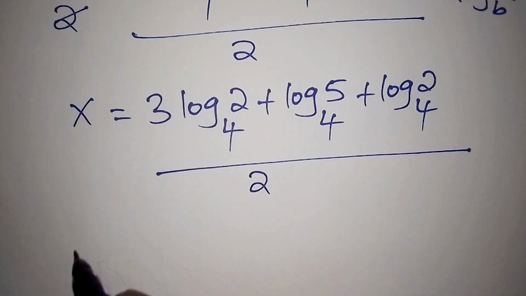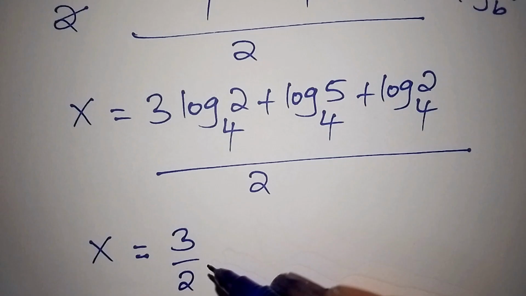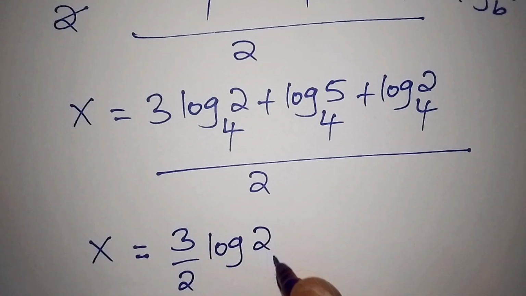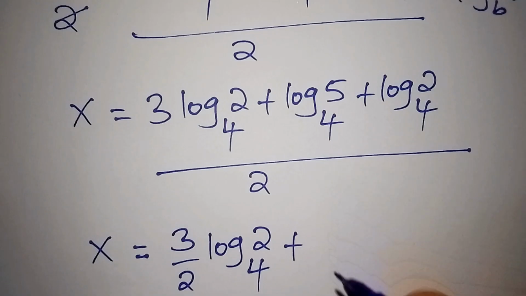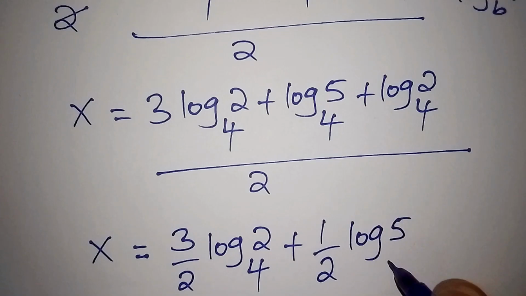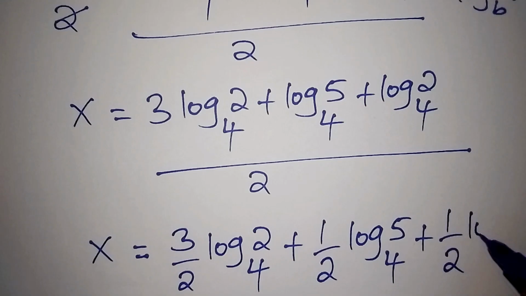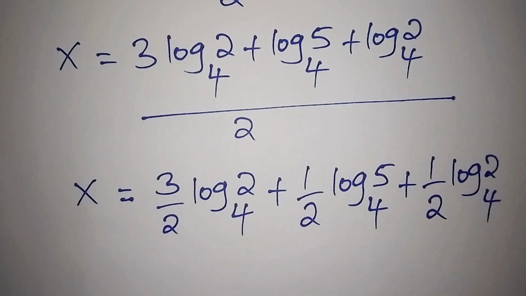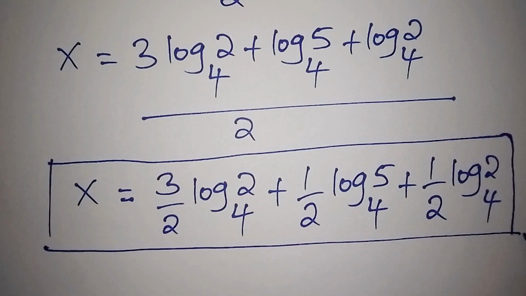So now our final value for x is equal to 3 over 2 the log of 2 to the base of 4, then plus 1 over 2 the log of 5 to the base of 4, then plus 1 over 2 the log of 2 to the base of 4. So this is now what qualifies to be our correct answer to the maths problem in its simplest form.